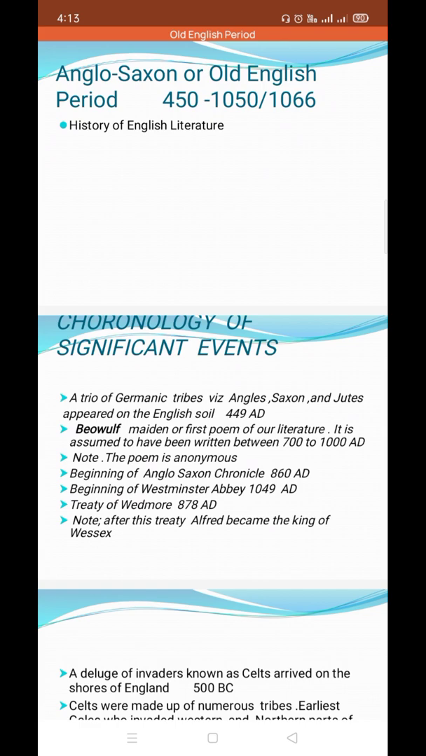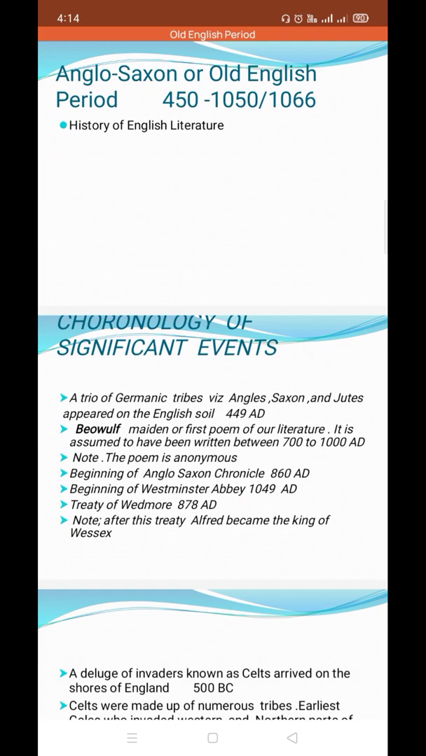It begins with a trio of Germanic tribes, viz. Angles, Saxons and Jutes, who appeared on the English soil around 449 AD. Trio means three. It was during this time that a trio of Germanic tribes entered the English soil, and they made their presence felt there.